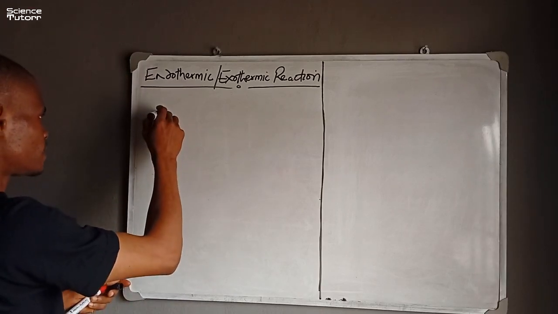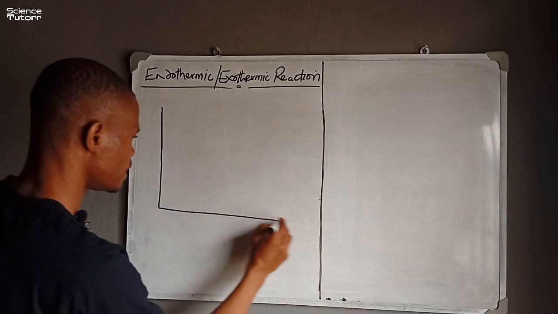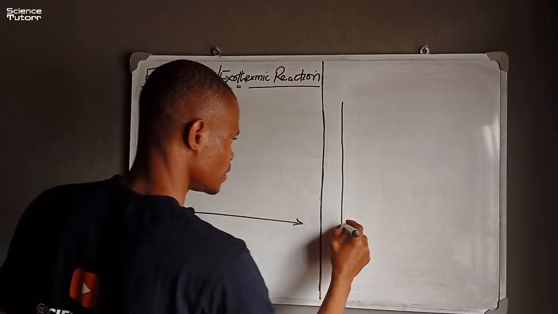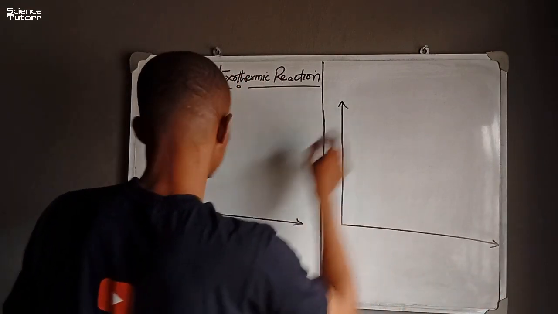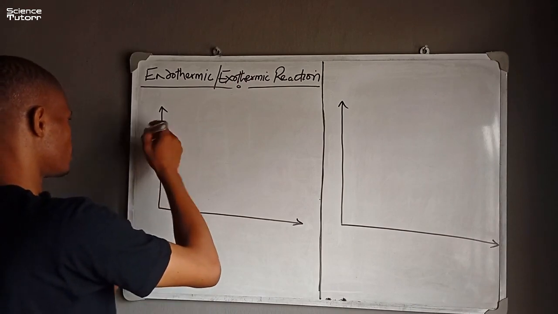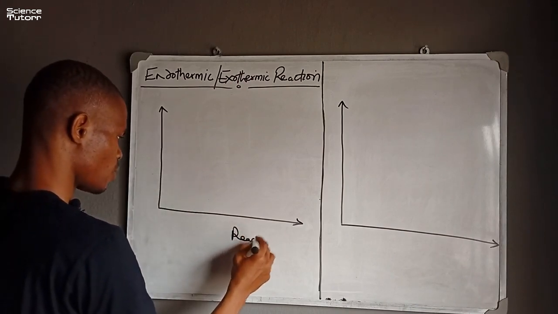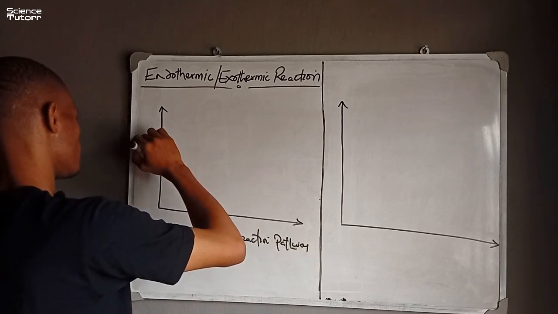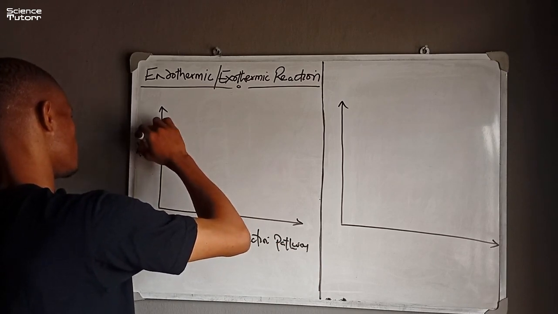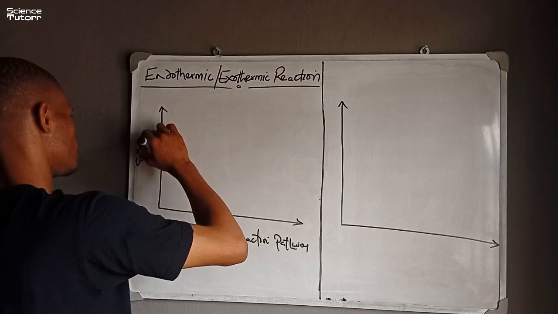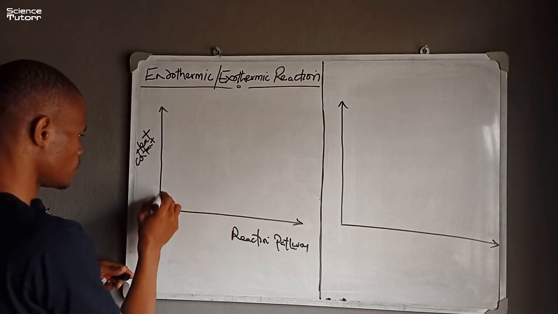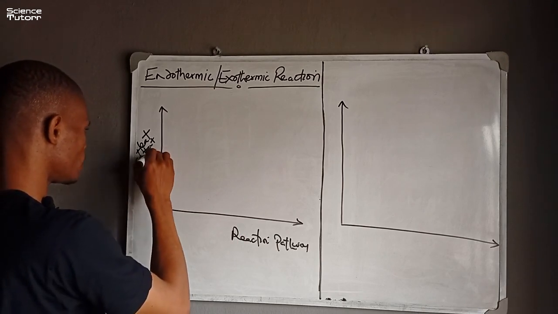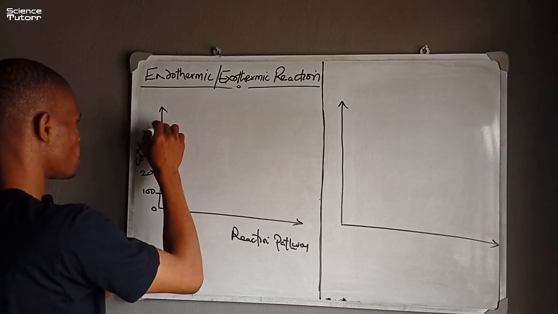As an example, let's consider the energy profile diagrams for each case. So I have two diagrams. Let's call this the reaction pathway. Then we have our heat as heat content. So this is 0. This begins with, let's use 100, 200, 300, 400.